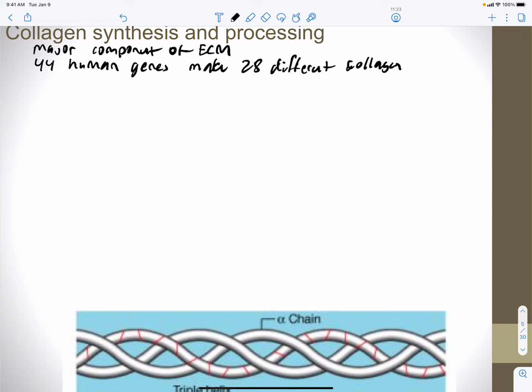Type 1 collagen is going to be 90% of the collagen made. Type 1 collagen is going to contain 33% glycine and 21% proline and hydroxyproline.